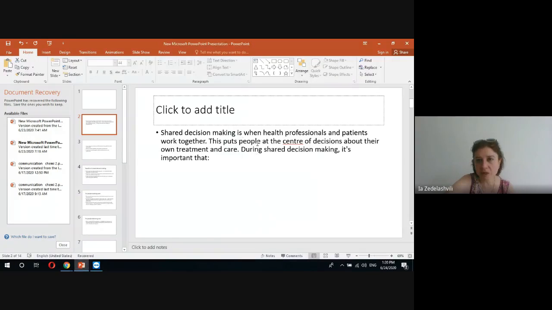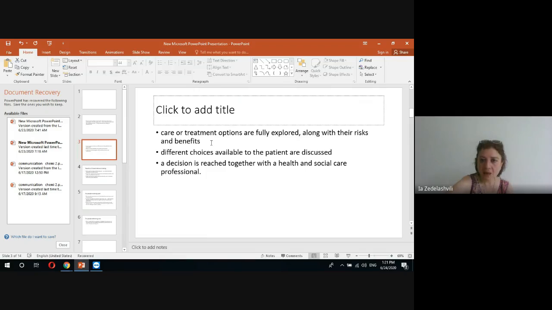Shared decision making is when health professionals and patients work together. This puts people at the center of decisions about their own treatment and care. During shared decision making, it's important that care treatment options are fully explored.